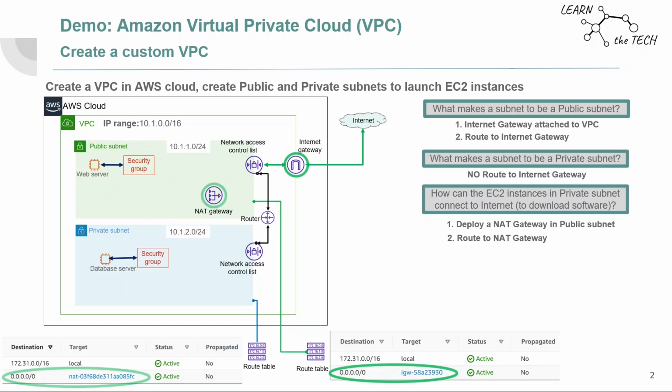This way, any traffic that you initiate that is destined for the internet from the private subnet will go to the NAT gateway, and from the NAT gateway via the internet gateway it will reach the internet. So this allows us to define how we can access the internet from EC2 instances in the private subnet.